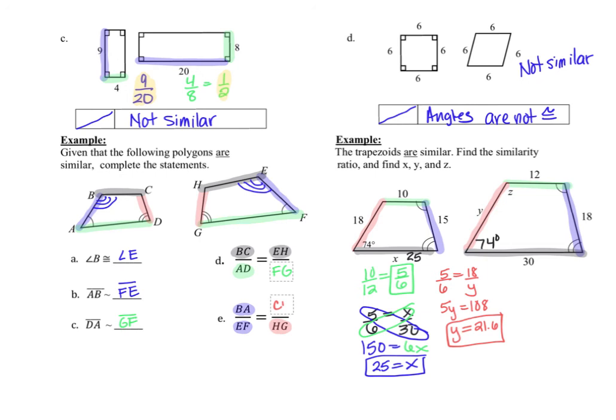I can use the trapezoid consecutive angles theorem. So that theorem states that if a quadrilateral is a trapezoid, then its consecutive angles are supplementary. So these lines are parallel, which means these two angles are going to be supplementary. So to find Z, I can do Z plus 74 is equal to 180. And then once you subtract 74 from each side, you get an answer of 106 for Z.